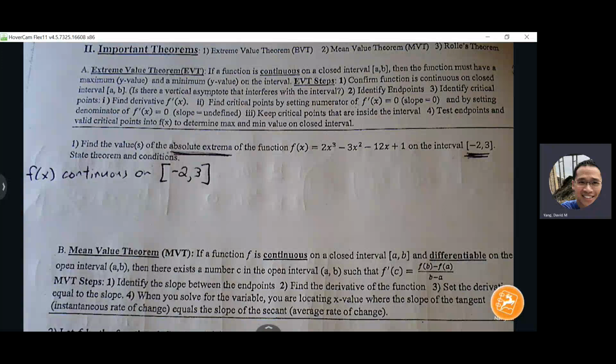Okay, next up, we need to find candidates. Our candidates come from endpoints, which we already have, and critical points. And how do we find critical points? Find the what? Derivative, right? Now, let's say you found the derivative and there was a numerator and denominator within your derivative, then you're only looking at the numerator of f prime equal to 0. The denominator would tell you vertical asymptotes, which is not going to be a critical point for us.